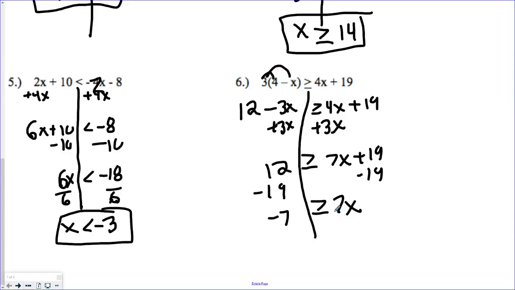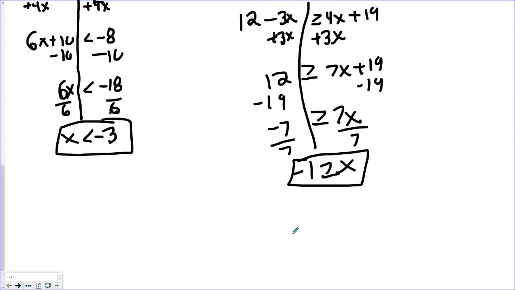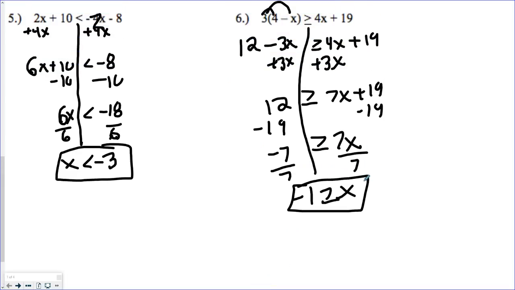And in this case, I'm going to divide by a positive 7 because I want to get rid of that 7 with the x. And I get negative 1 is bigger than or equal to x. And again, I didn't flip here because I divided by a positive number. So whenever you divide by a positive number, you keep the symbol the same and you don't flip it.